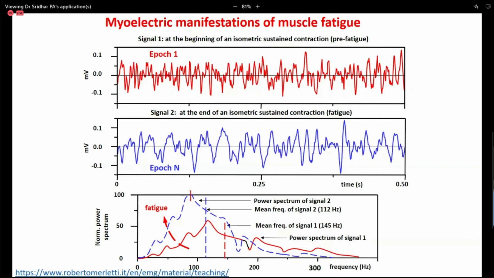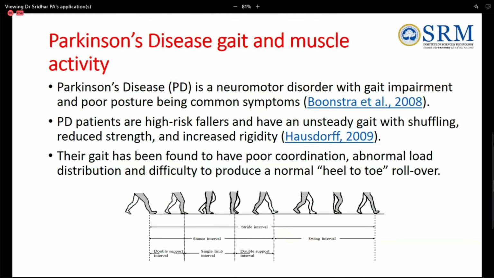So what we are trying to do here is understand this EMG. Now we try to apply this to Parkinson's disease patients. It is a neuromotor disorder with gait impairment and they have poor posture. So they have a shuffling gait. How is this related to making the muscle work more, and how can we strengthen the muscle to avoid these kinds of gait conditions?